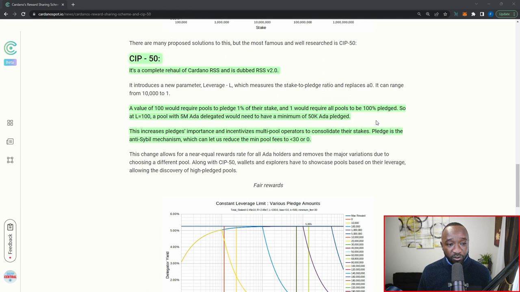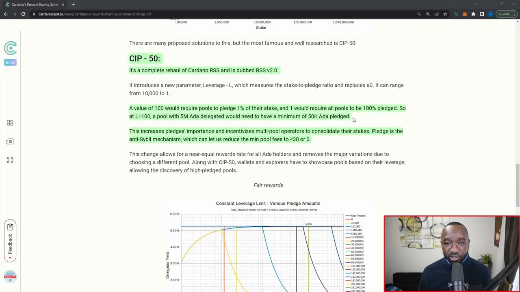That would mean that if, you know, you have 5 million pledged or 5 million delegated to your stake pool, you'd have to also have an equivalent 5 million pledged, which I don't think is sustainable. But I think having a fraction of that could be sustainable. And again, that could level the playing field for everyone else.